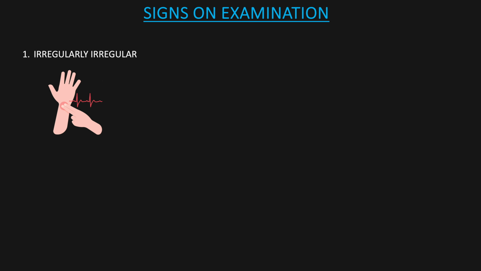In signs, the first and foremost is irregular heart rate, or the pulse, as you can say. So when you take the pulse, the patient has an irregular pulse. It doesn't form a pattern whatsoever. It's chaotic. It's everywhere. The second is obviously variable heart rate. Sometimes it's 160, then it just comes down to 120, then it goes to 130. It just doesn't fall into place.